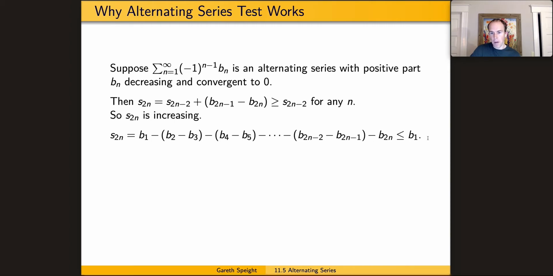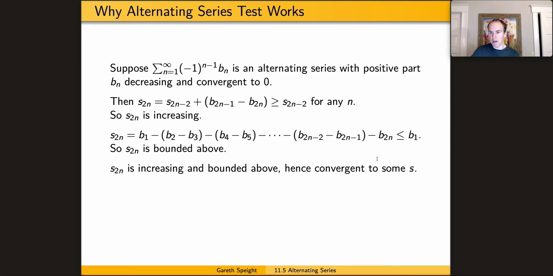So if we want to get an upper bound, if we want to make it bigger, that means we can just drop off these negative terms. The negative of something positive is a negative term, so we can drop all the negative terms. This is going to be less than or equal to B1. So this tells us that S2n is also bounded above. If I sum 2 terms, 4 terms, 6 terms, and so on, that's a sequence that is bounded above.